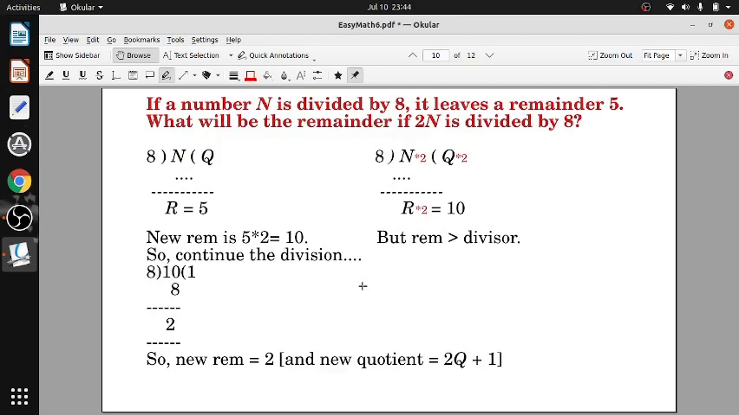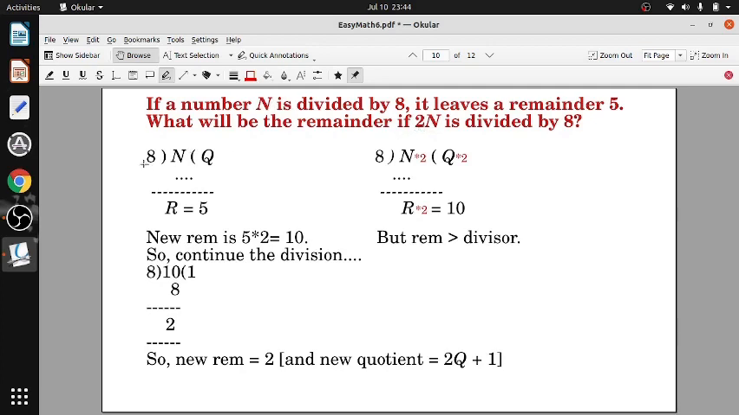Next, if a number n is divided by 8, it leaves a remainder 5. What will be the remainder if 2n is divided by 8? 2n का मतलब twice the number. If n अगर 20 है तो आप 40, अगर n 40 है तो आप 80, n is 100 then it will be 200. If n is 1000 then it will be 2000. So n is doubled to form 2n.